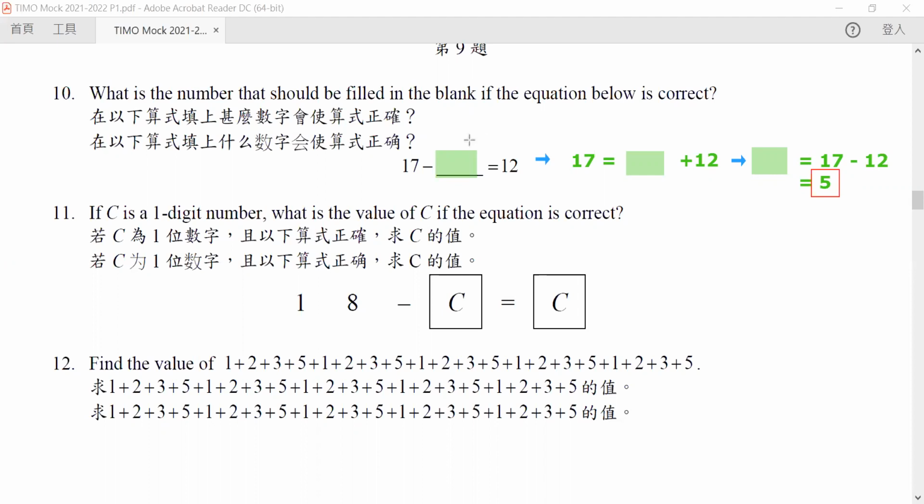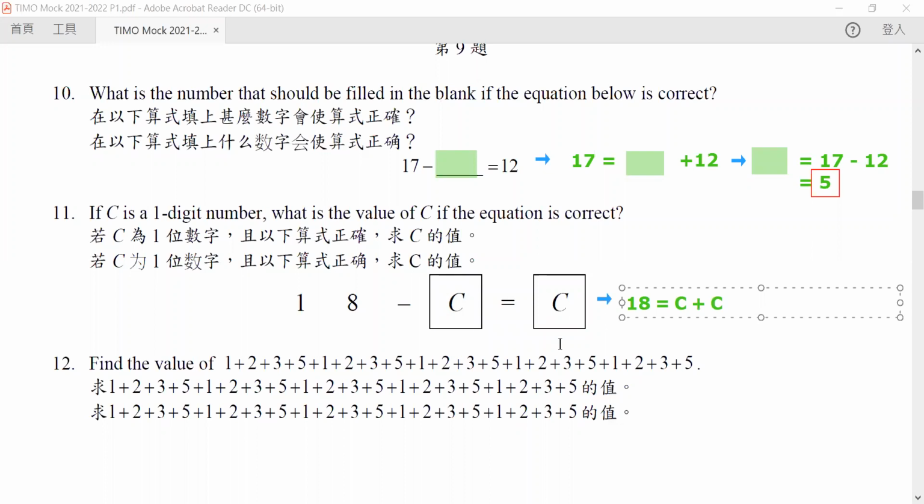Okay, let's go to question number 11. If C is a one-digit number, what's the value of C if the equation is correct? Now, just like our last question, we can rearrange this equation in the following. So we know that our 18 is equals to our C plus our C.